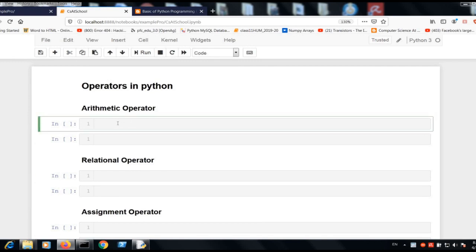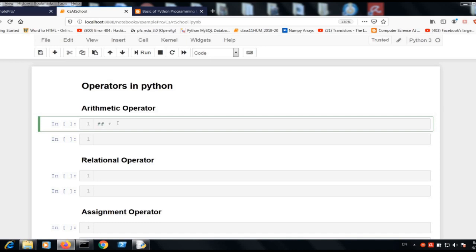The arithmetic operators, as we have discussed, are basically plus, minus, into, divide, and as we discussed earlier, Python offers certain extra arithmetic operators like floor division. Then we have the modulo operator, and we have exponentiation. We will see each and every one of them individually. So first, let's see the addition operator.